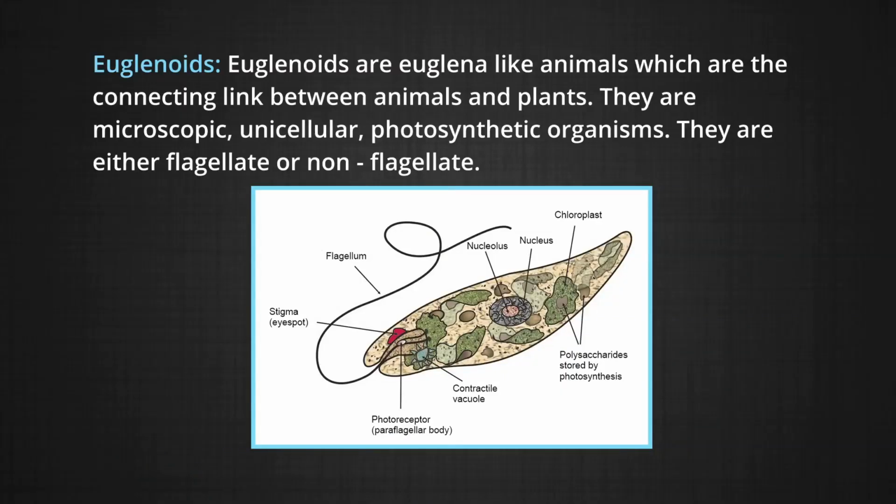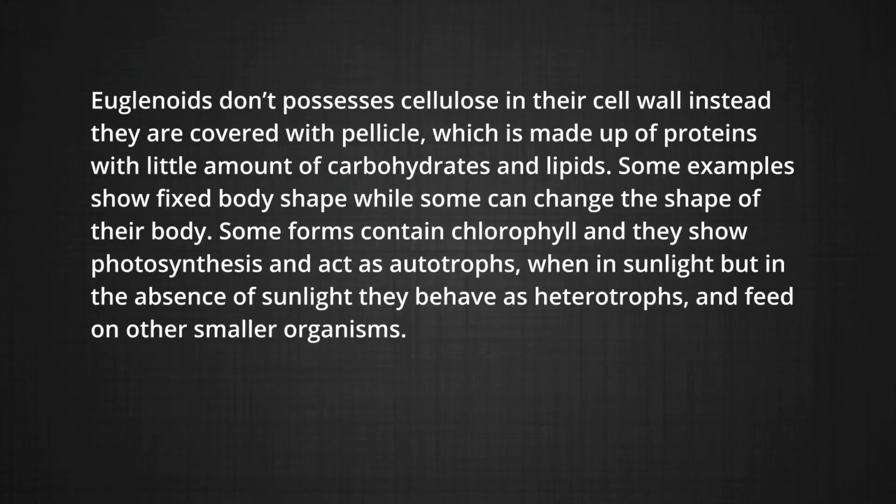Euglenoids. Euglenoids are euglena-like organisms which are the connecting link between plants and animals. They are microscopic, unicellular, photosynthetic organisms. They are either flagellate or non-flagellate. Euglenoids don't possess cellulose in their cell wall. Instead, they are covered with a pellicle, which is made up of protein with a little amount of carbohydrates and lipids. Some examples show a fixed body shape, while some can change the shape of their body.